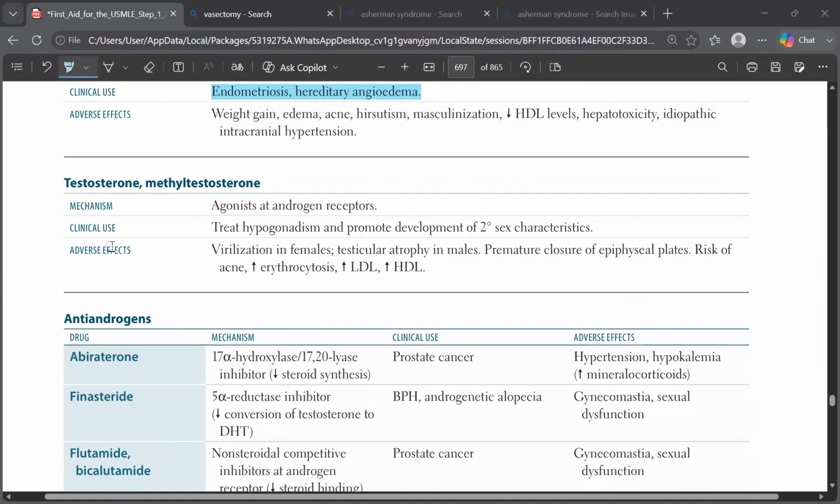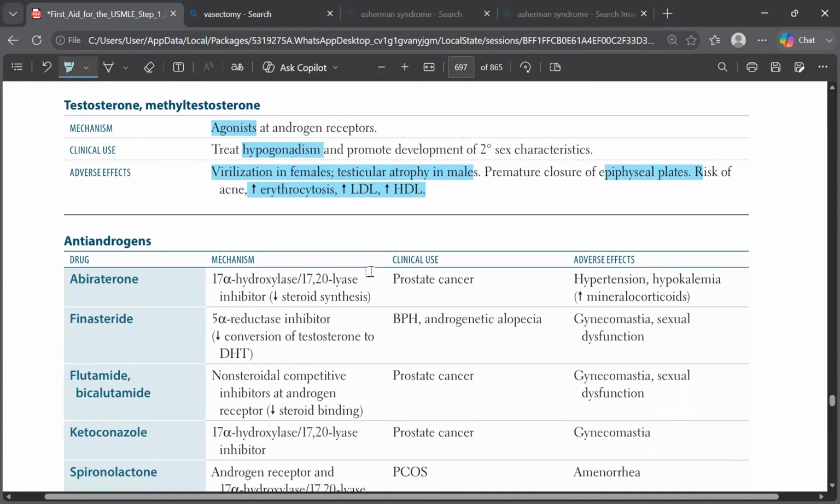Next, we have testosterone and methyltestosterone, as given by the name. They are agonists. They treat hypogonadism, just like estrogen analogs, and they promote development of secondary sex characteristics. They cause virilization in females, testicular atrophy in males, premature closure of epiphyseal plates, increased risk of acne, erythrocytosis, increased LDL, and increased HDL. They increase both LDL and HDL.